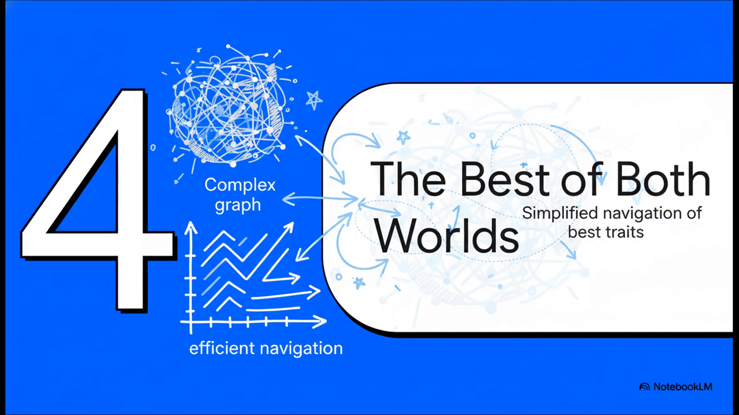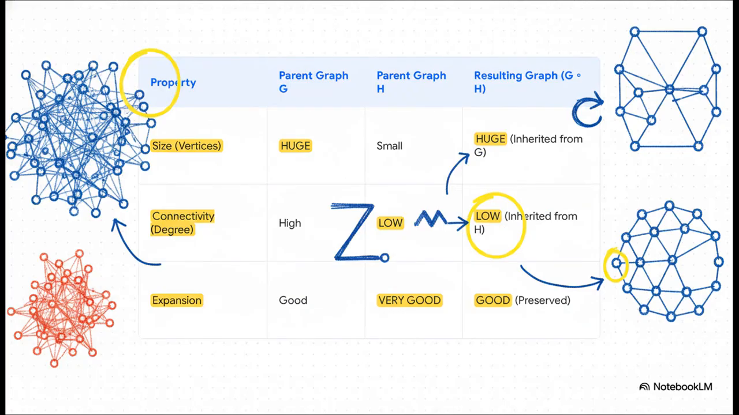No, it inherits the absolute best qualities from both of its parents. Get this. The new graph gets its enormous size straight from the big parent graph, G. But its complexity, its degree, that comes from the small, simple parent graph, H. So what do you get? You end up with a network that is just as massive as the original, but suddenly it's way, way simpler to navigate because each point only has a few connections.